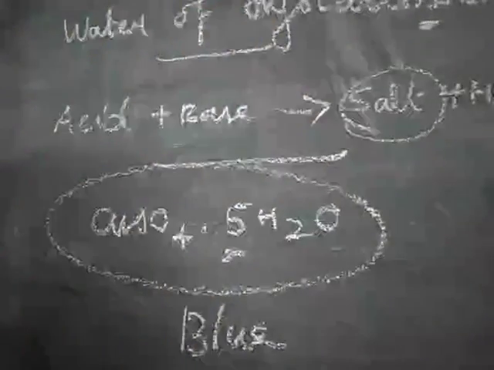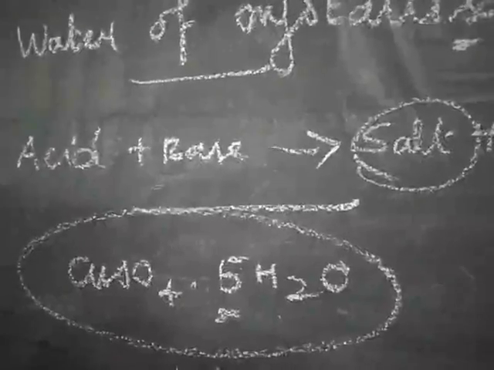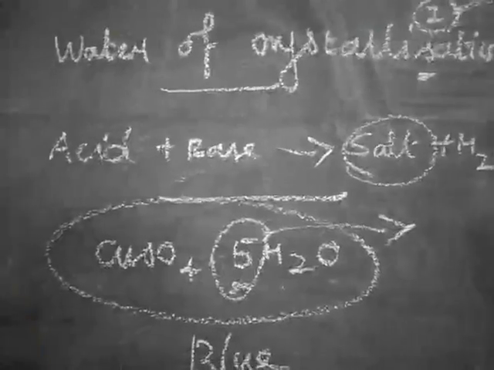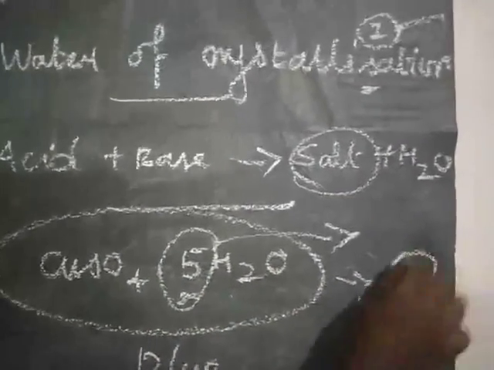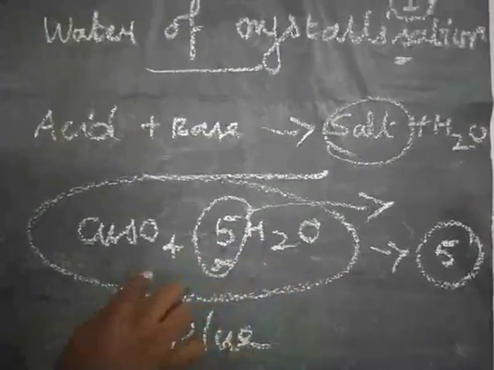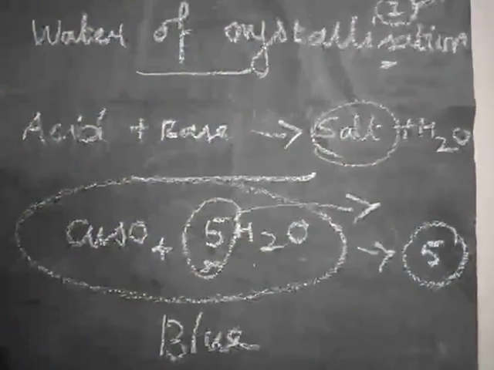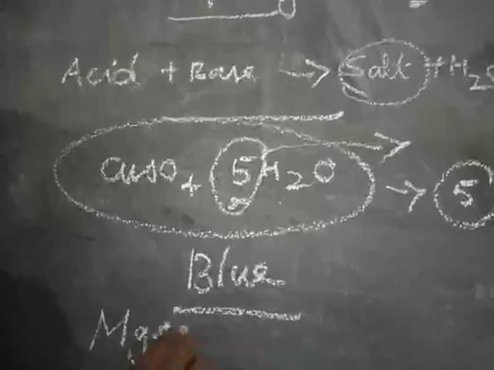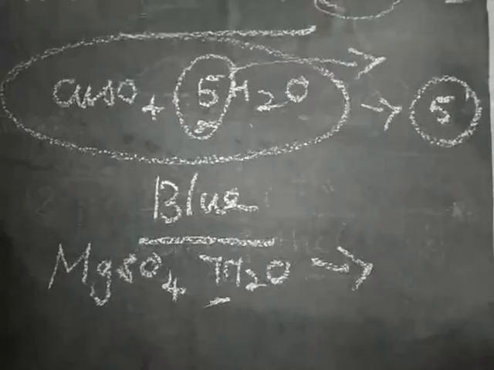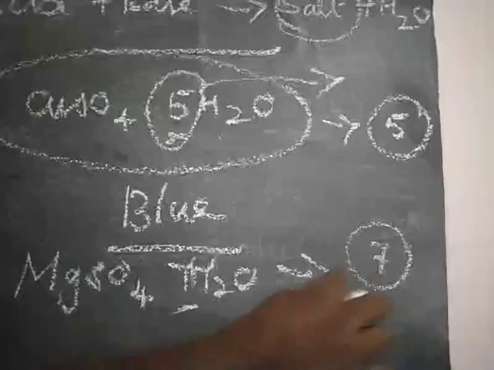So what is the meaning of water of crystallization? The number of water molecules present in a particular compound or substance is called its water of crystallization. For copper sulfate pentahydrate, penta means 5, so this compound contains 5 water of crystallization. Another example, magnesium sulfate heptahydrate. Here there are 7 water of crystallization, because 7 water molecules are present.